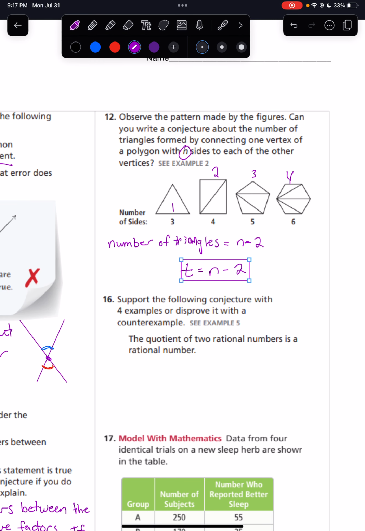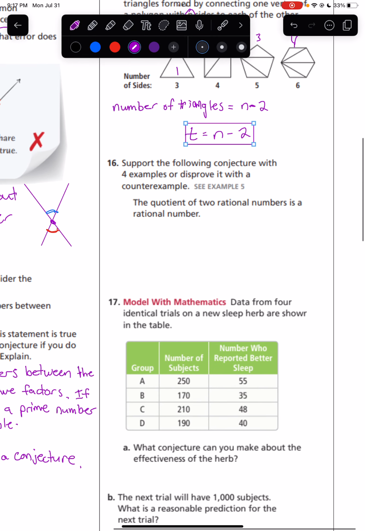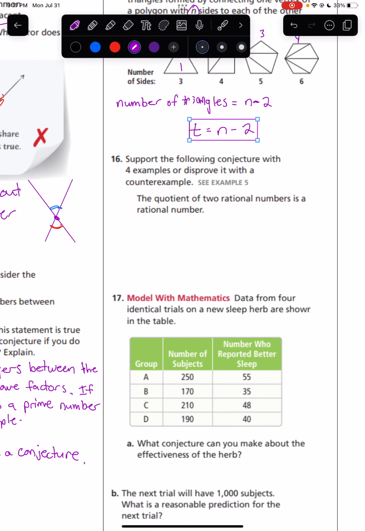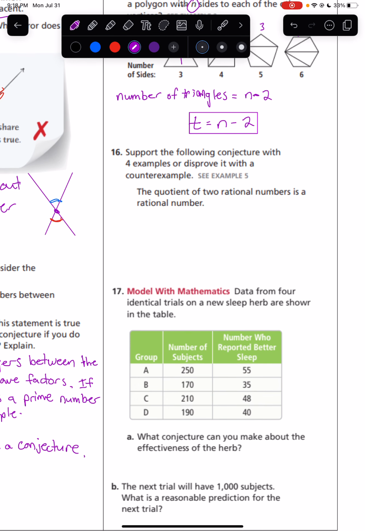All right, then number 16. Support the following conjecture with 4 examples or disprove it with a counterexample. So either we have to find 4 examples that work or a counterexample that doesn't. The quotient, dividing, of 2 rational numbers is a rational number. So again, rational would mean fractions or whole numbers.